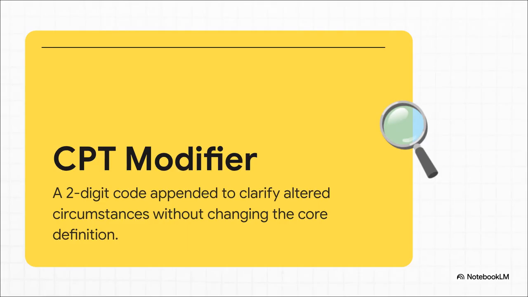So what exactly are they? Well, think of a CPT modifier kind of like an adjective in a sentence. It's just a two-digit code that you append to your CPT or HCPCS codes, and it tells the payer, hey, this service had some altered or specific circumstances, but, and this is absolutely crucial, it never ever changes the core definition of that underlying service. It just adds a little extra clarity.